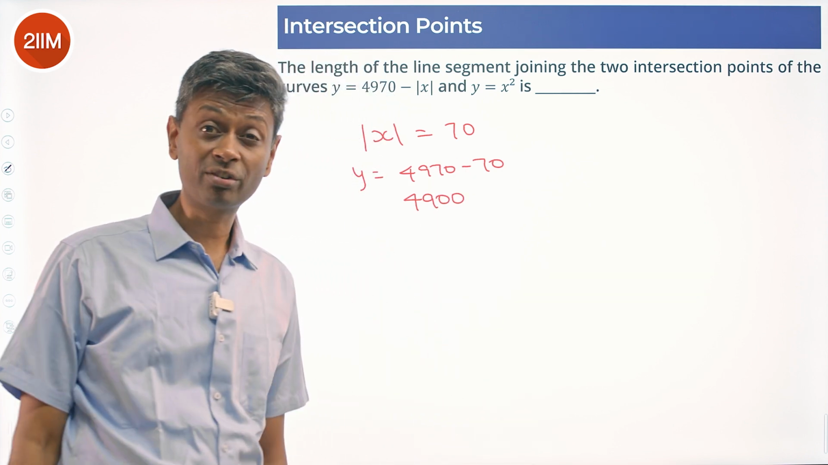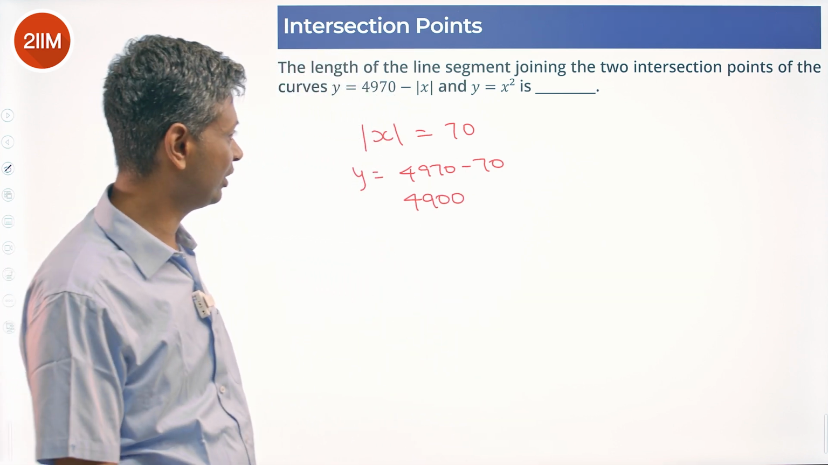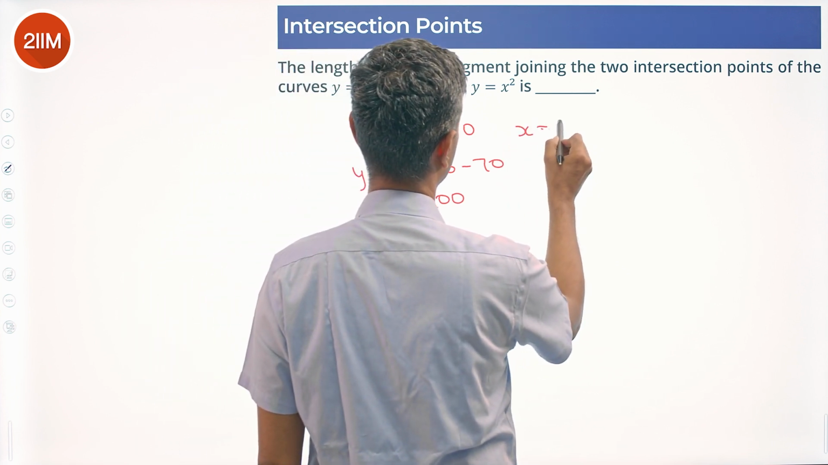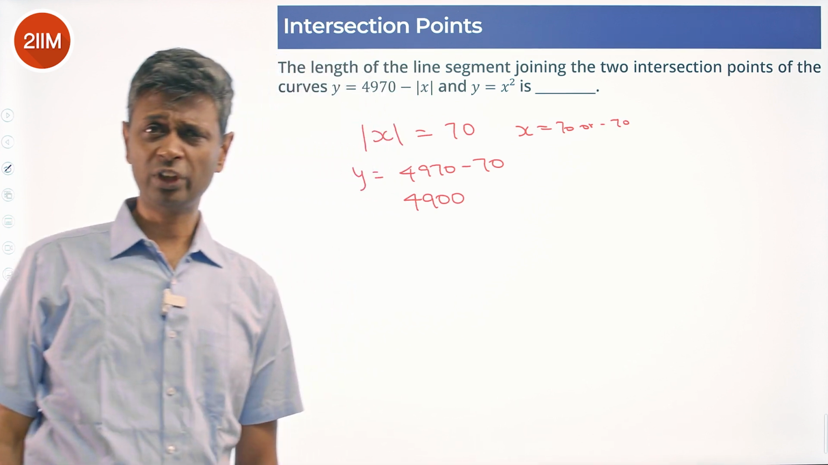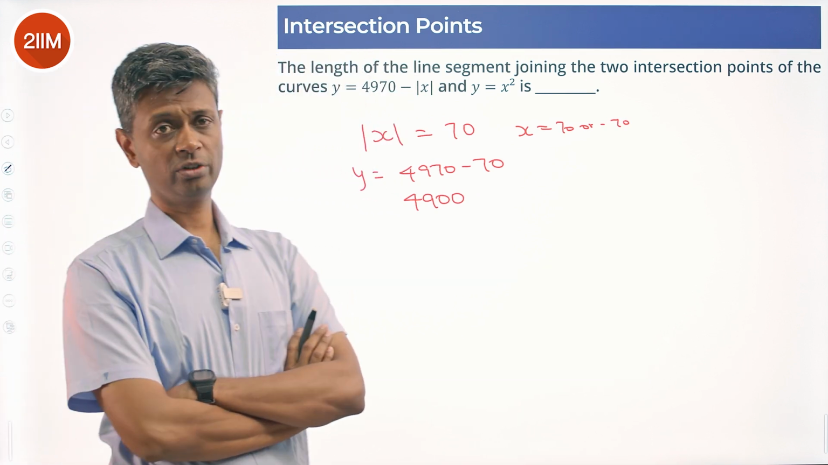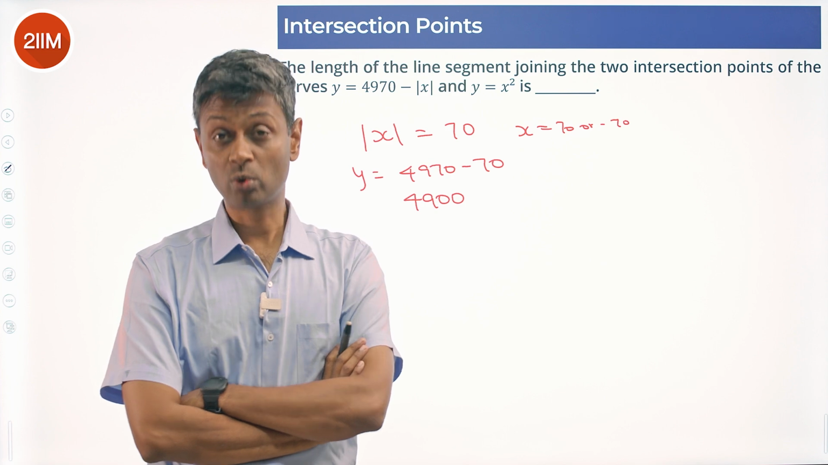These are the points of intersection. |x| is 70. That means x could be 70 or minus 70. So the points of intersection are (70, 4900) and (minus 70, 4900).